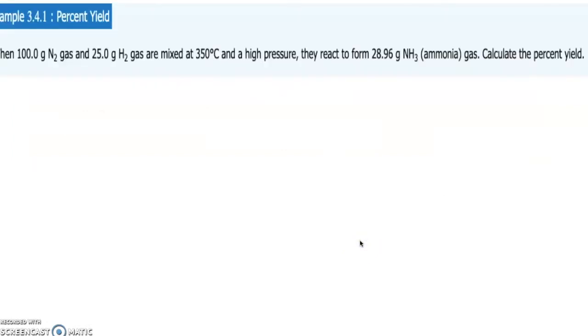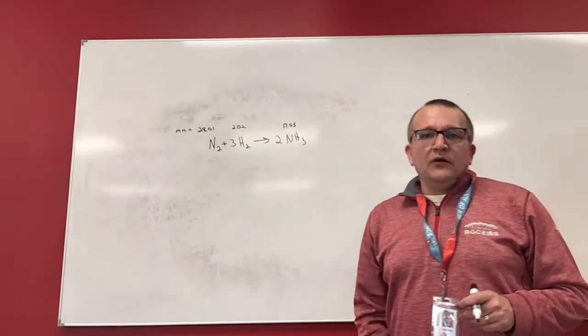And here's the example. So we've got 100 grams of nitrogen gas and 25 grams of hydrogen gas, and they're mixed at 350 degrees and at a high pressure. They react to form 28.96 grams of ammonia gas. That's called the Haber process. And we are going to calculate the percent yield. Do it now. Okay, percent yield.